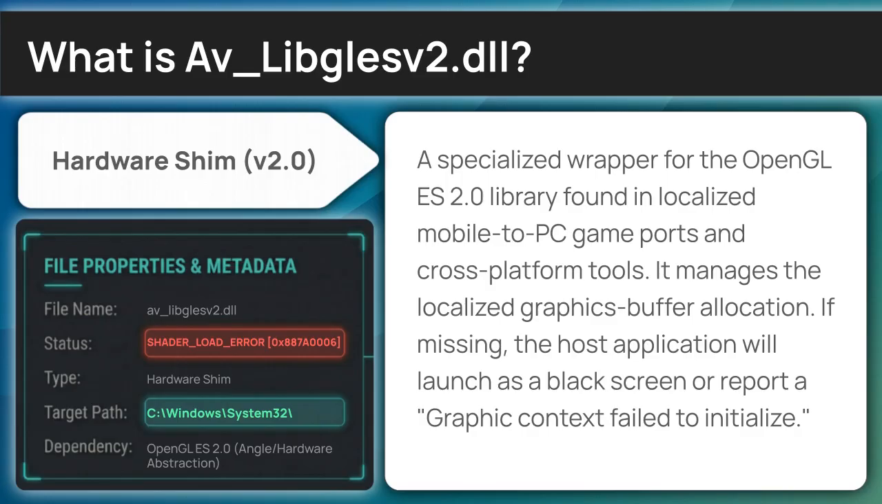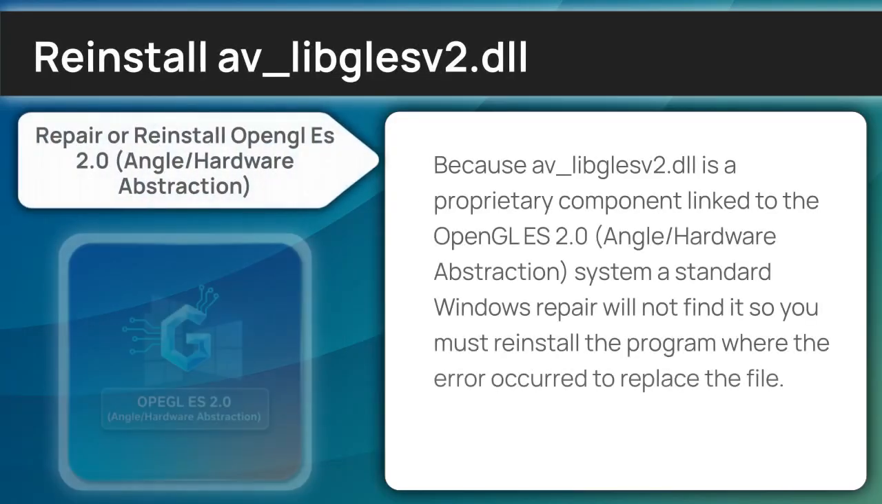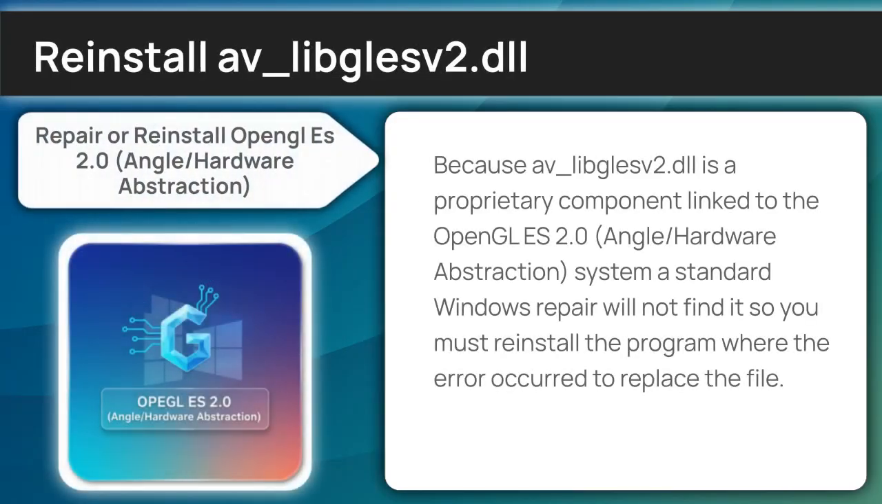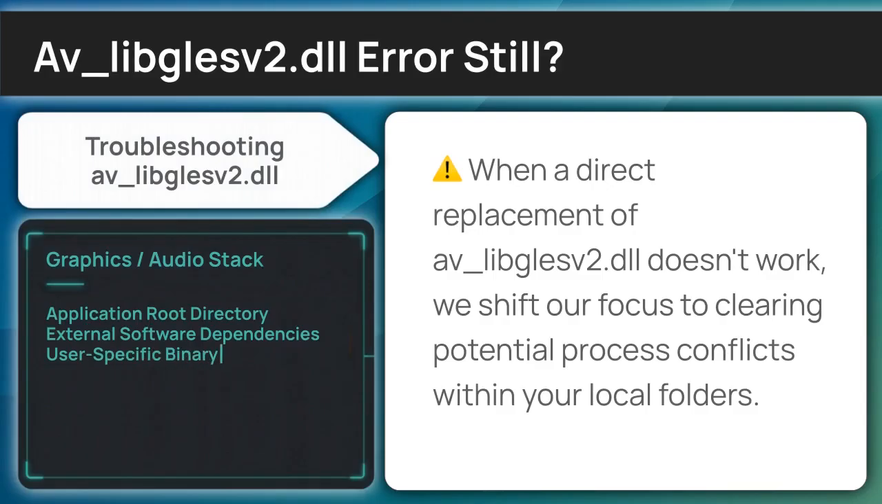With that background out of the way, here is how we actually restore the missing component. Because audio-video libGL ES version 2 DLL is a proprietary component linked to the OpenGL ES 2.0 Angle/Hardware Abstraction system, a standard Windows repair will not find it, so you must reinstall the program where the error occurred to replace the file.